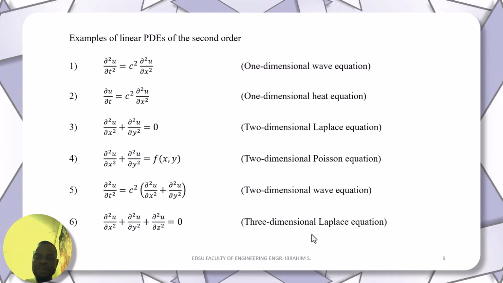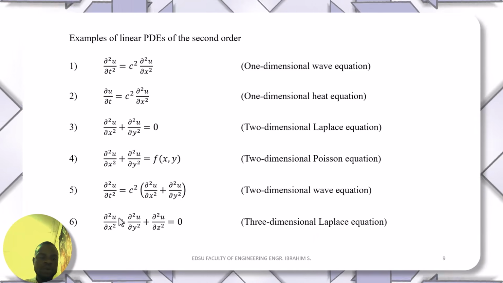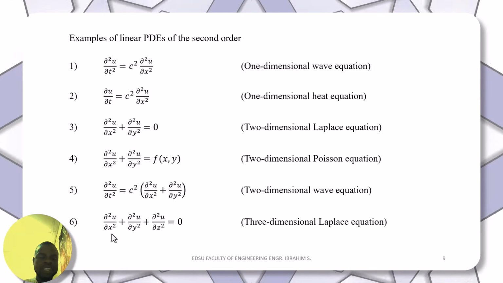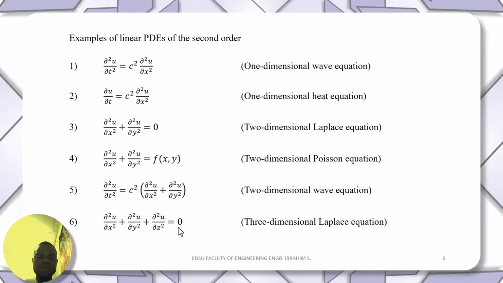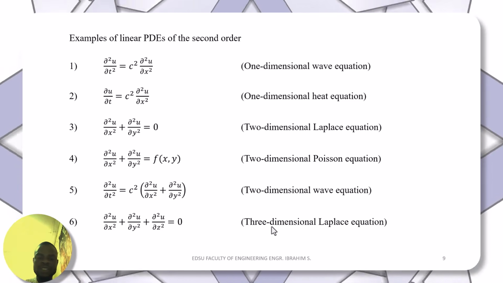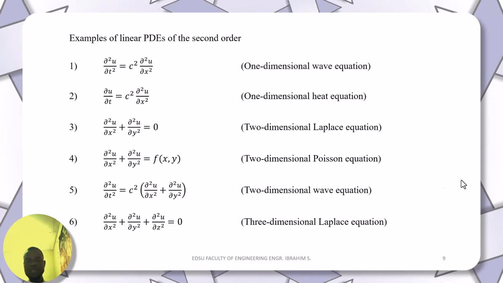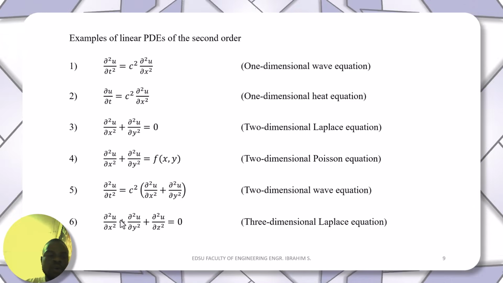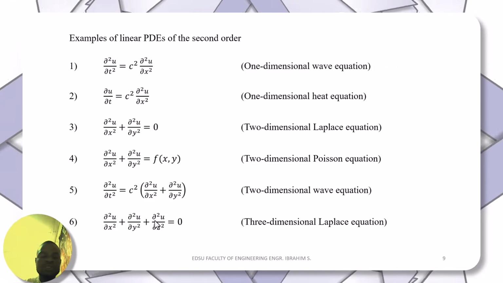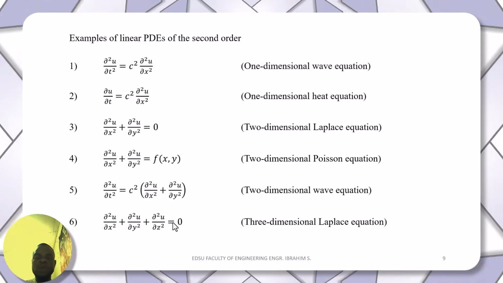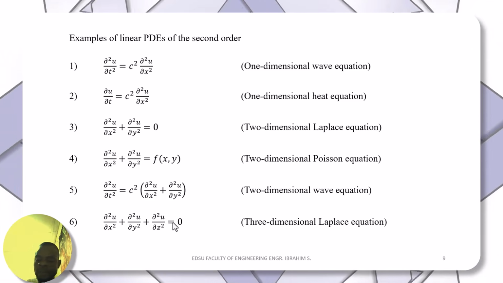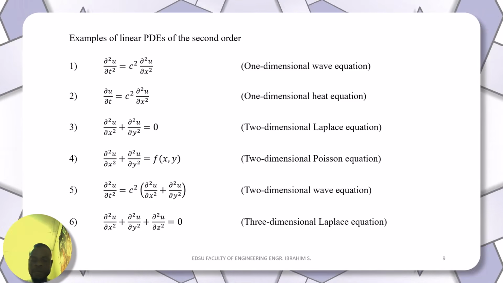Then we have the three-dimensional Laplace equation. We have with respect to x, y, and z. When you sum everything up, it will give 0. That's still Laplace. Don't forget, for Laplace in second order, when you sum them up, it must give you 0. But if it did not give you 0, it gave you a function, then it's a Poisson equation. Now let's continue.